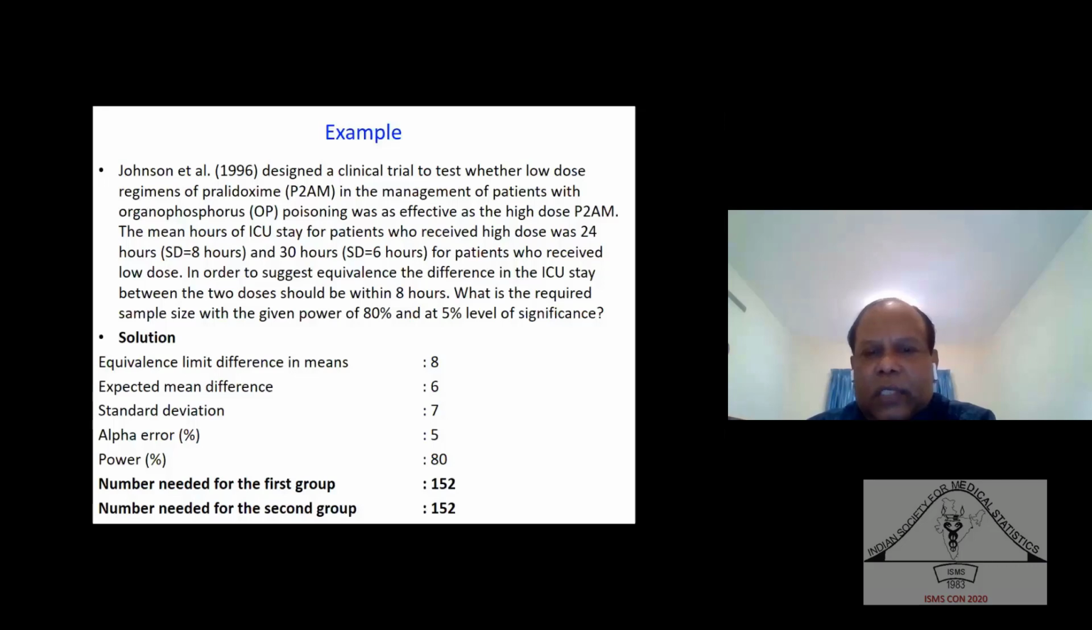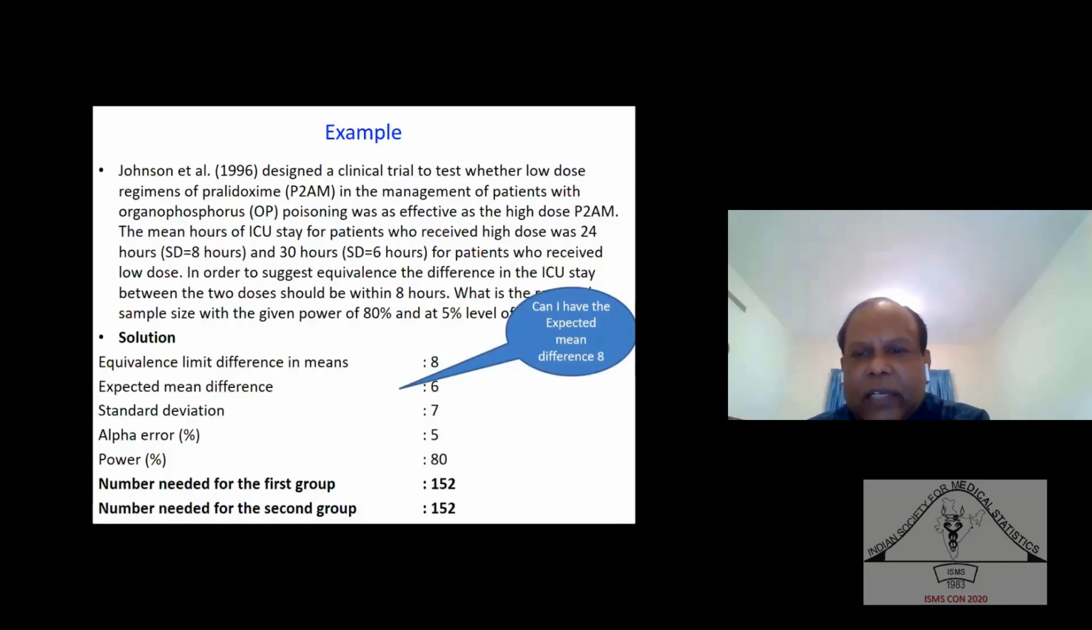Now I'm going to ask you the question. Can I have an expected mean difference of 8 here? The question to you, please think about it, then I'll explain to you. So the equivalence limit difference in means is 8. This is your delta: minus 8 and plus 8. Now, they say that we presume the data will give a difference of 6 units. My question is, if the data gives me a mean of 8 units, what would I conclude?